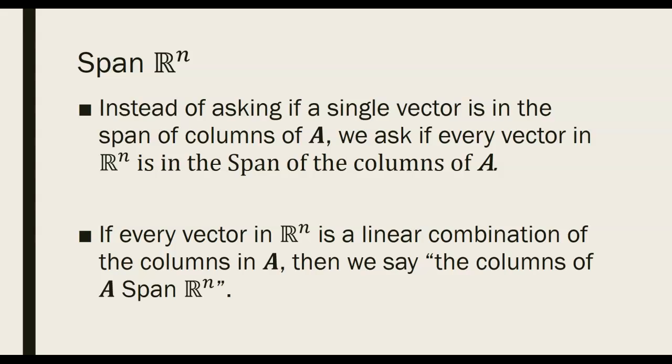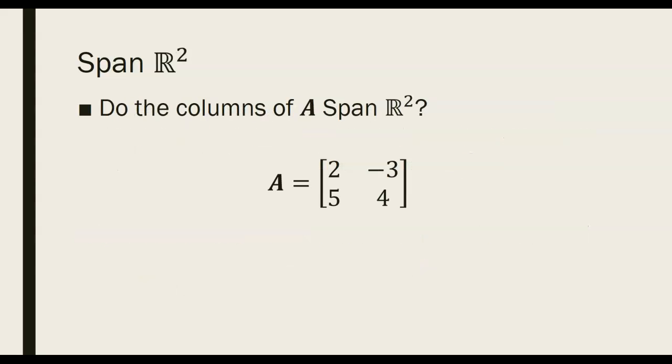And when it's true that every single B that you could dream of is a linear combination of the columns of A, then that's when we say the columns of A span Rn. That means that if I give you a vector B, you can find at least one solution, no matter which B I give you. So here's what we do. We say, do the columns of A span R2? In other words, if we were looking for a vector b, would there be any b's that we couldn't find a linear combination for?